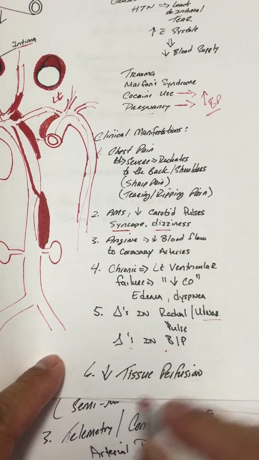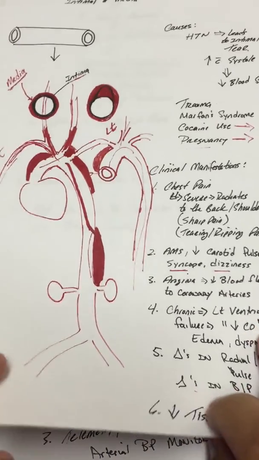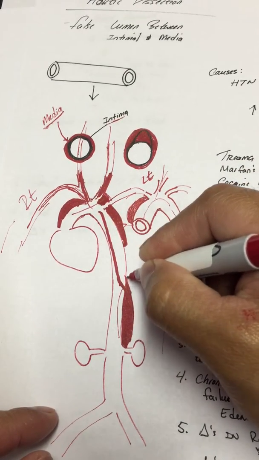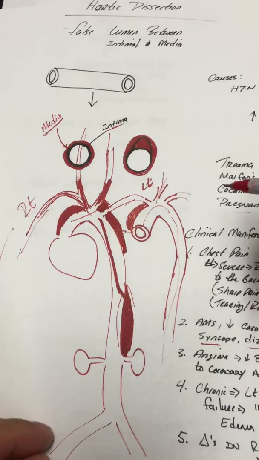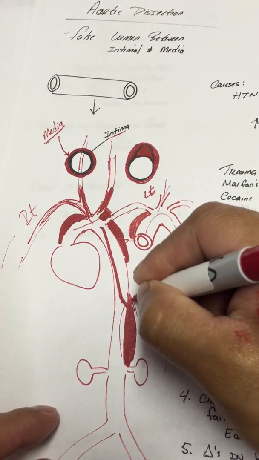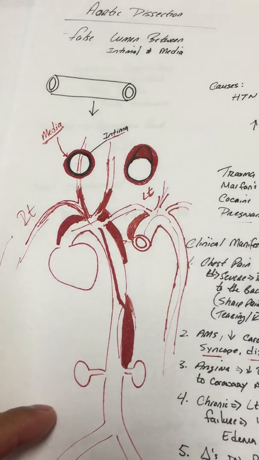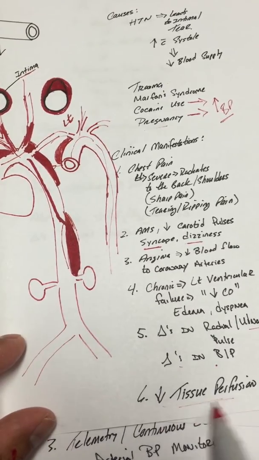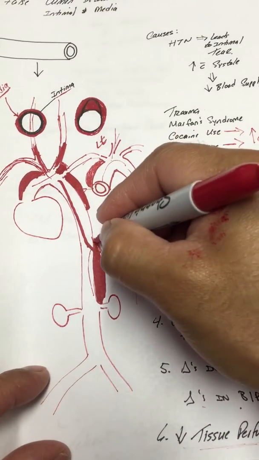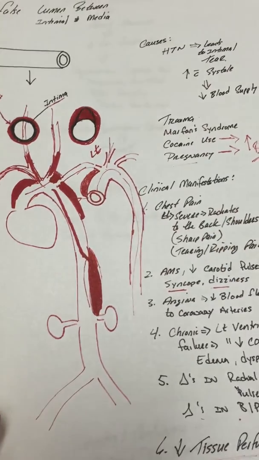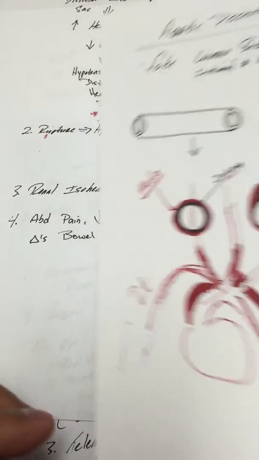Number 6, decreased tissue perfusion. Okay? We talked about if it occurs, for example, down here, if it is a descending aortic dissection, if, for example, maybe your kidneys are not getting the blood supply that they need, well, then it will result in decreased tissue perfusion or decreased blood supply to the organs, in this case the kidneys, and we'll talk about that a little bit later.